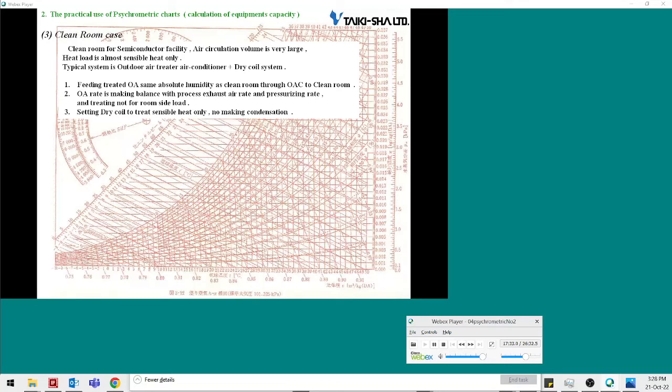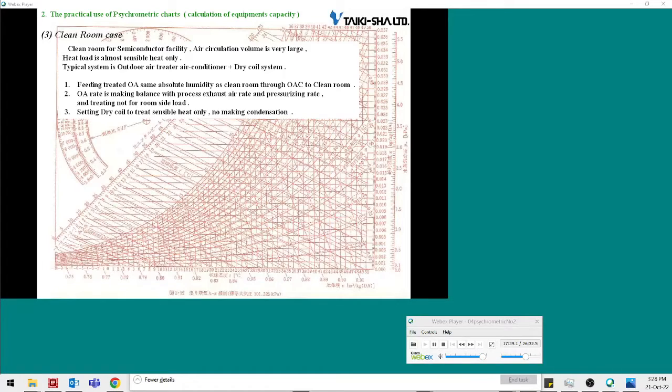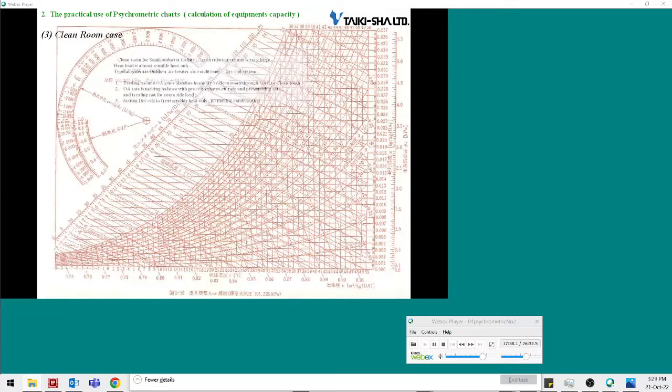Such clean rooms include the following characteristics. 1. Throughout a year, the conditions of room temperature and humidity are consistent. 2. The outdoor air is used to control the dew point temperature of the supply air. It does not load up in the room. 3. The room sensible heat must be treated using dry coils.